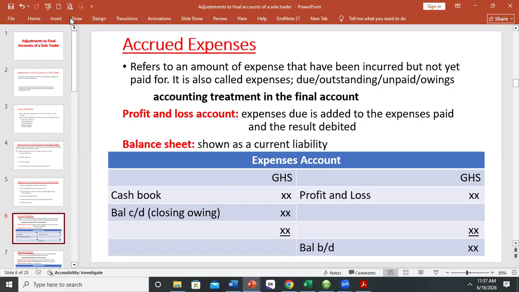Accrued expenses refers to an amount of expense that has been incurred but not yet paid for. It is also called expenses due, outstanding, unpaid, owings. Accounting treatment in the final account: in the profit and loss account, expenses due is added to the expenses paid and the result debited. In the balance sheet it is shown as a current liability.